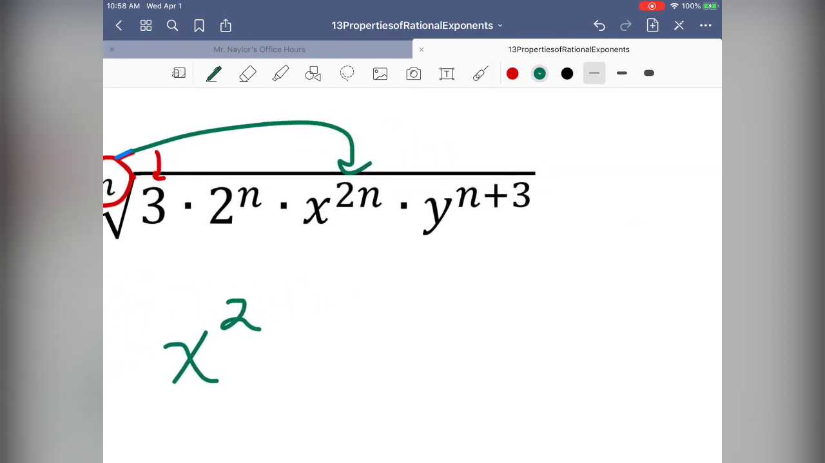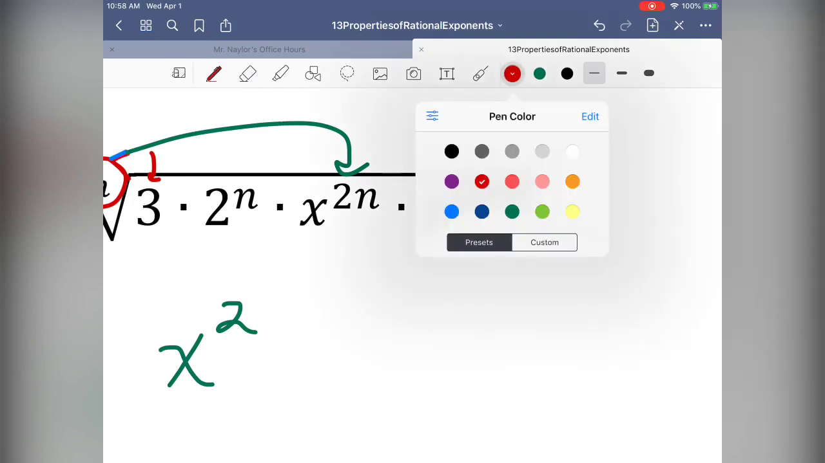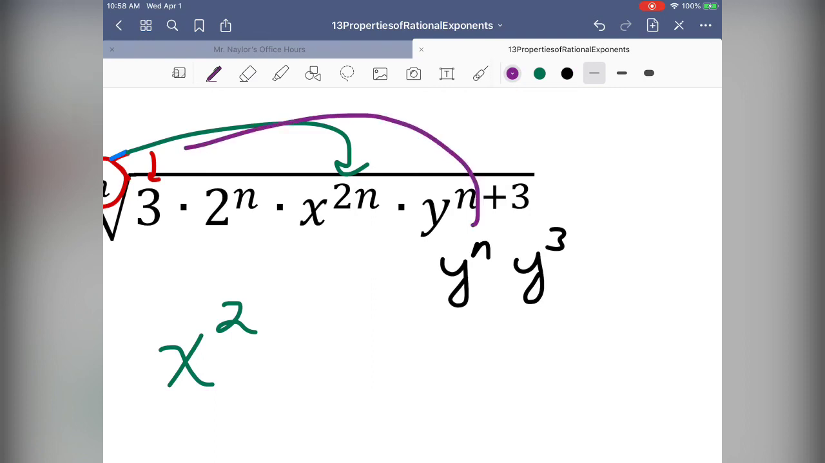Now, this y to the n plus 3, this is a little tricky. You might say, well, can't you just apply it to both of these in some way? Not quite. What I first need to do is realize that if you're adding exponents together, that would have been the same thing as having a separate y to the n and a separate y to the 3. Now, what I just did right there was I reversed the add property. When you reverse that property, you can actually split this up to be 2 y's. Those are the two y's that are going to receive that root.